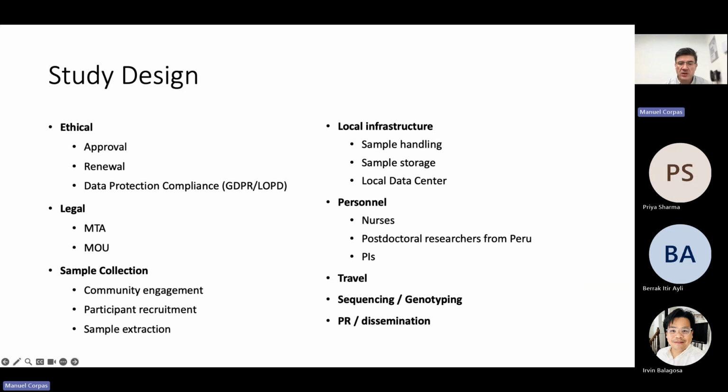You also need to think about the nurses who will be taking the samples, the researchers in the local area, the actual principal investigators, the travel needs, and then all of the technical infrastructure behind the development of the sequencing and the production of all of the biochemical tests around it. But then also how you approach public relations and dissemination of results. Okay, so this would be all of the different things that you would want to think about for a biobank.